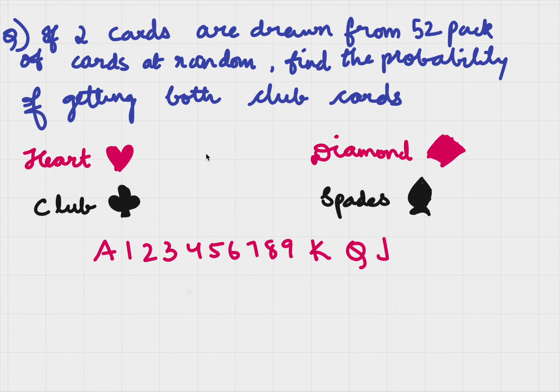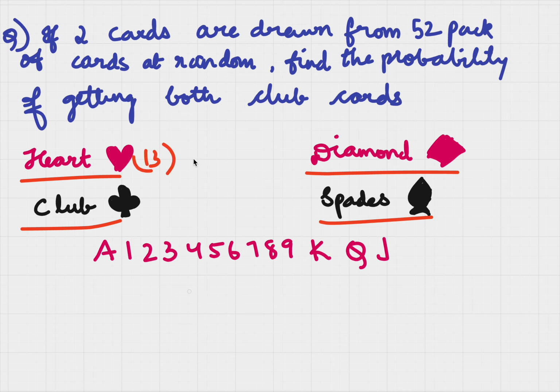Now 52 cards are divided into 26 red cards, this one, and 26 black cards. This is black and this is black. And we have 13 cards from each category. In red, hearts, we have 13 cards. In red, diamonds, we have 13 cards. In black, clubs, we have 13 cards. And in black, spades, we have 13 cards. So we have 13 cards in each category.